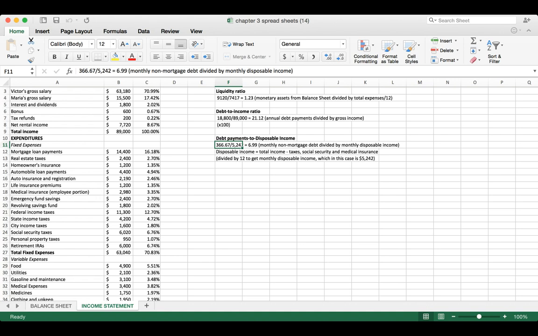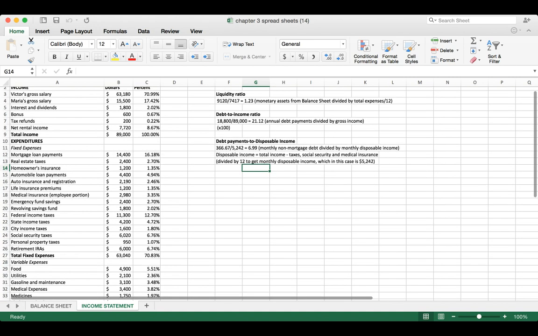So you have the debt payment, and the only thing that they have is the monthly auto payment of 366.67. You divide that into the disposable income for 6.99, so it's less than 7, which is a percentage. So their debt payments to disposable income is less than 7%, which is really good. A good number to shoot for is anything less than 14%. So overall, they're looking pretty good in terms of their debt. And so they're in good shape there.